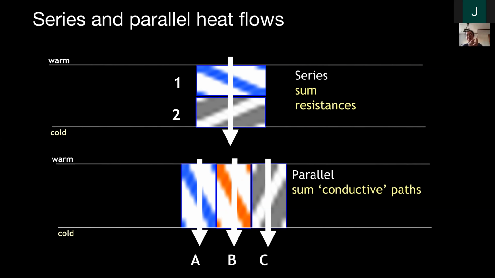Whereas another part of the wall might have studs in it. And so in that part of the wall, heat is passing through a different path. So then you have those two different paths in parallel.